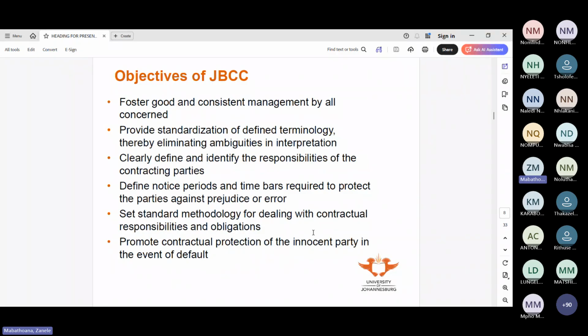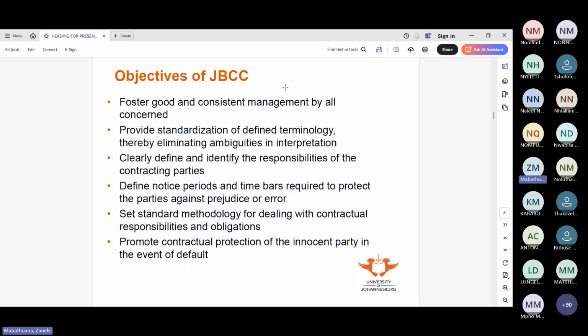They also clearly define and identify responsibilities of the contracting parties, you know, what the client, the employer, when I say client, I mean employer, what the employer does, what the contractor does. Those are the two contracting parties. It defines the notice periods, time bars required to protect either of the parties against prejudice or error. So the contractor, if he notices something that needs to be corrected, he has a notice period that he has to raise this by. If that passes, then he sort of loses that chance. Same goes for the client with certain things.